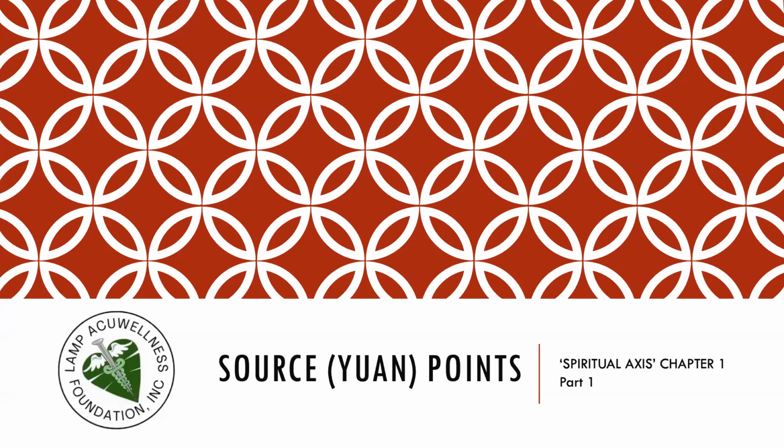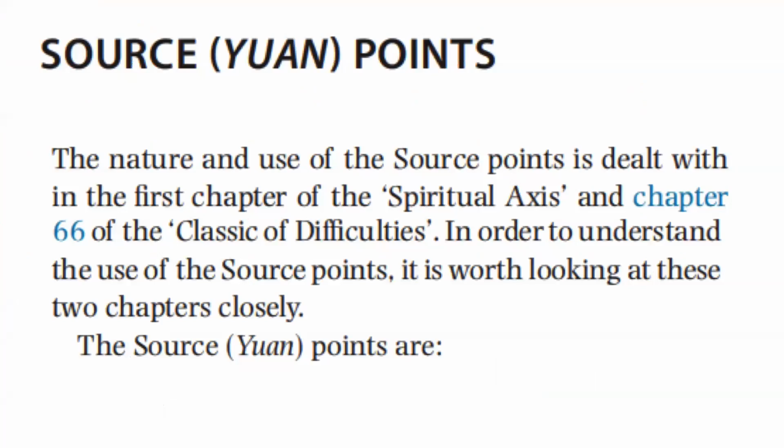Let us now discuss the source or yuan points for the first part of the Spiritual Axis, chapter 1. The nature and use of the source points is dealt with in the first chapter of the book, The Spiritual Axis, and chapter 66 of another book, The Classic of Difficulties. To understand the use of the source points, it is worth looking at these two chapters closely.